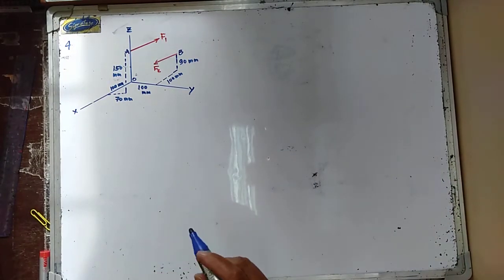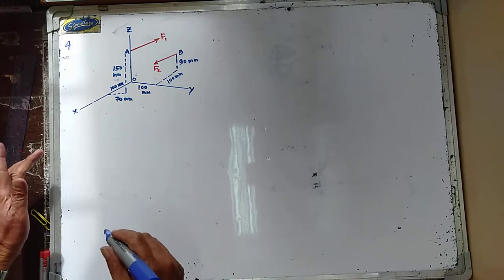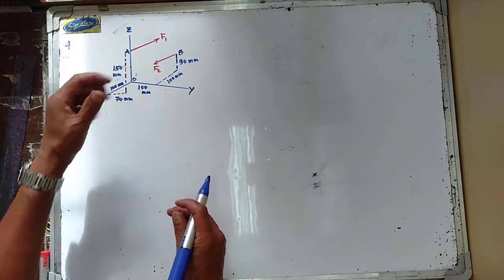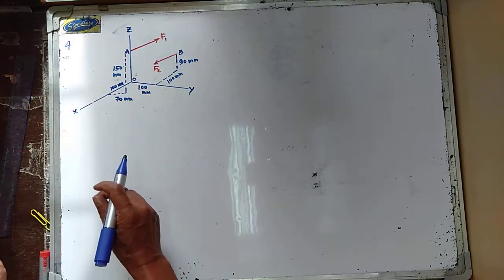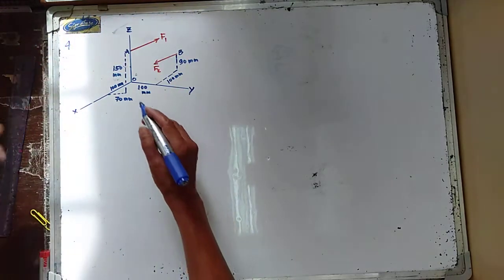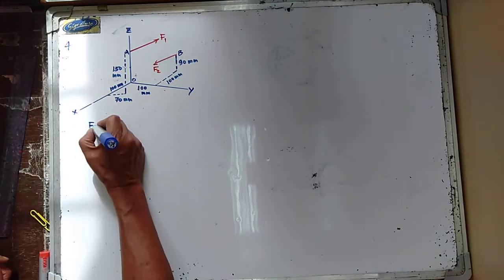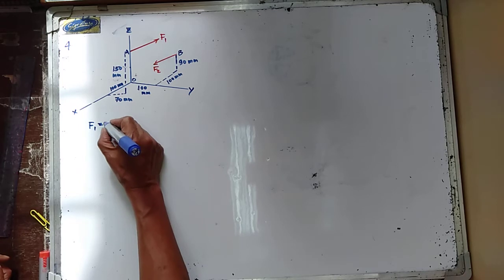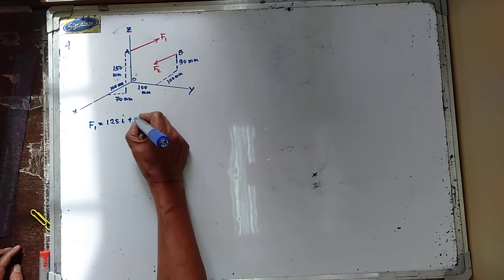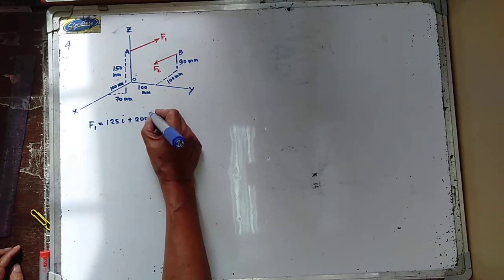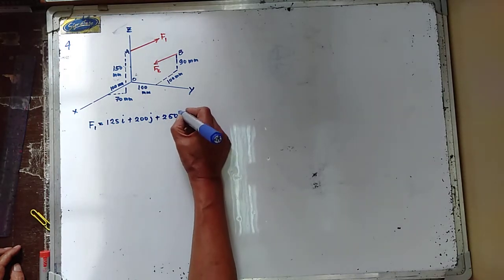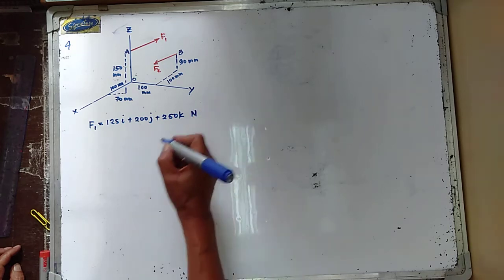Next problem is problem number 4. Two parallel forces, F1 and F2, are of opposite sense. Your F1 is equal to 125i plus 200j plus 250k, in newtons.